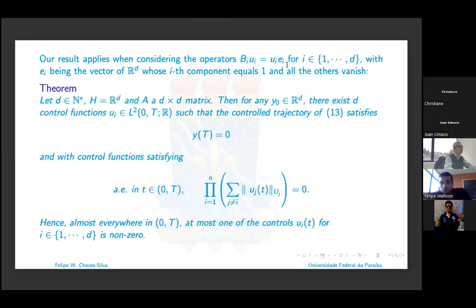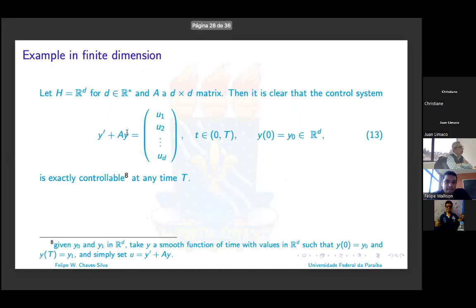Then we have this result, which is simply an application of our result: for any y0 in R^D, there exist D control functions, U1, U2, ..., UD, that drive the solution to zero, and at each moment, only one of them is active, okay? So what I'm saying is that I can drive this solution to zero by a family of controls such that at each instant of time, only one of these is active. Essentially, almost everywhere, take a time T1 between zero and T; at that T1, you only have one of these U's acting. Okay, this is what I mean in this result.